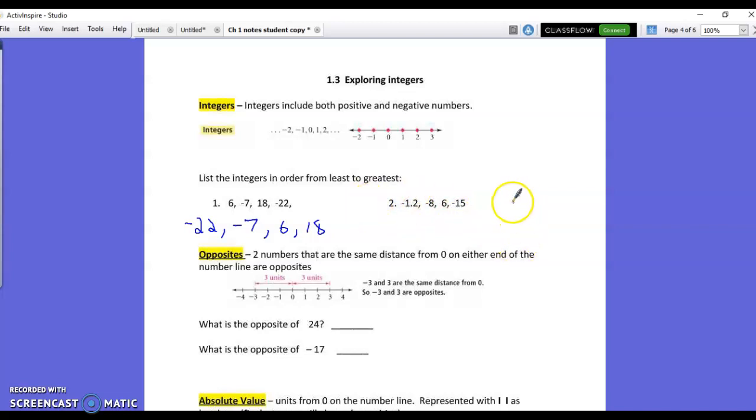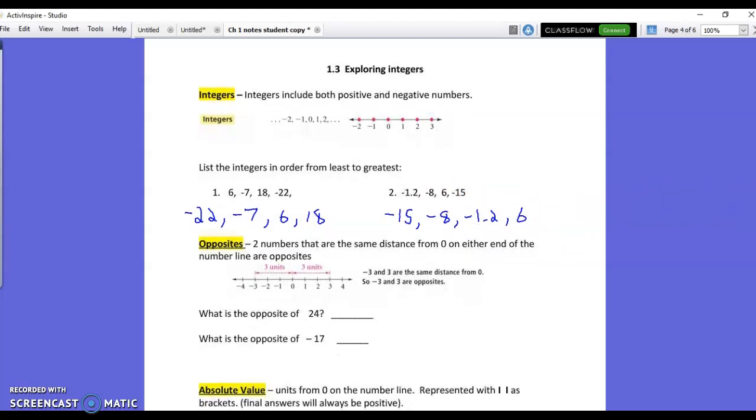Over here, again, with decimals, there's only one decimal point, so it's kind of irrelevant with comparing other decimals, but we look at our four numbers: -1.2, -8, 6, and -15. If I'm going for the smallest number, it's the biggest negative. So -15 would be first, then -8, because that's bigger than -1.2, and then our last one would be +6, which is bigger than all of them.